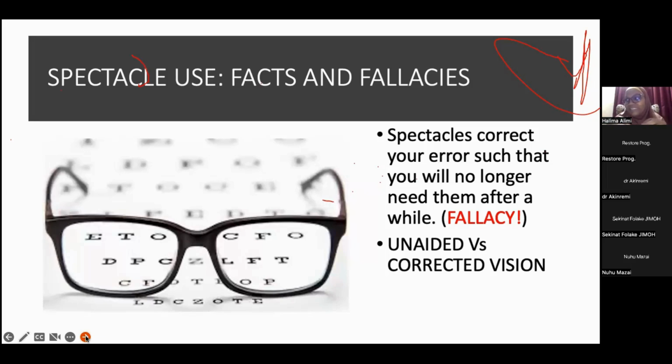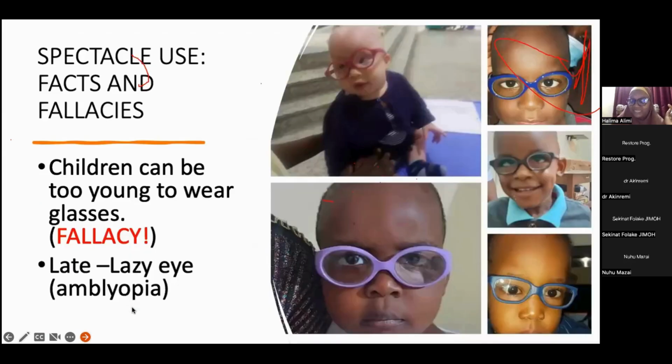However, let me say that there are children who outgrow their error. I said to you that children who are long-sighted have a short eyeball. Our eyes continue to grow as we grow taller. And so as the eyeball continues to grow, eventually it may grow to the point where it's long enough for that image to now be on the retina. If this happens, then that child stops needing the glasses.